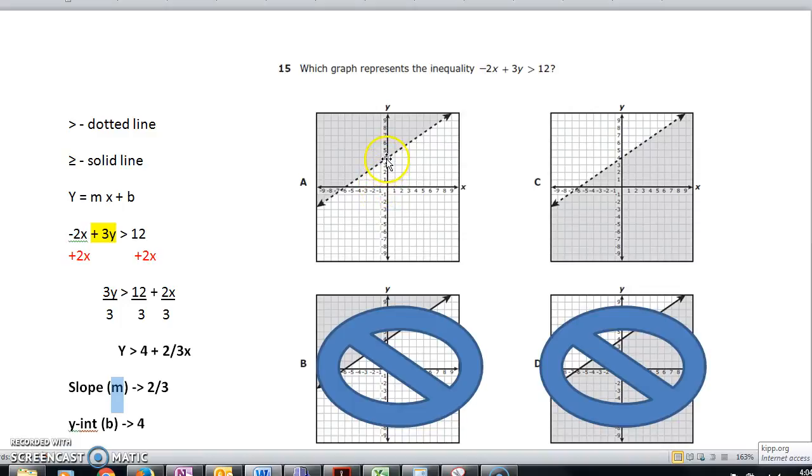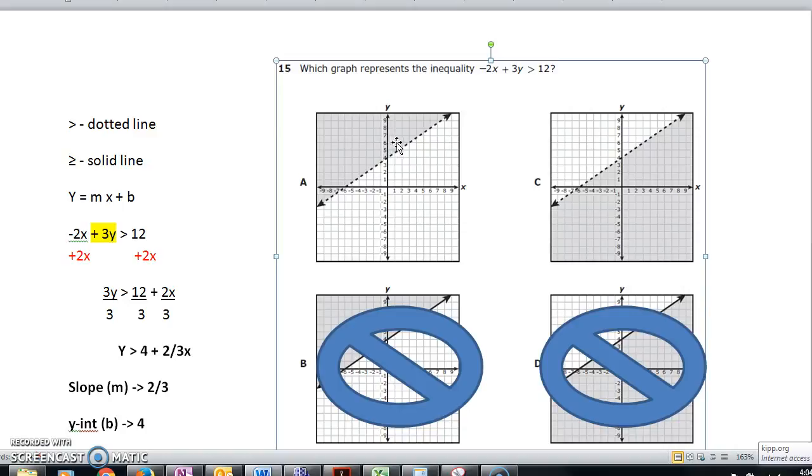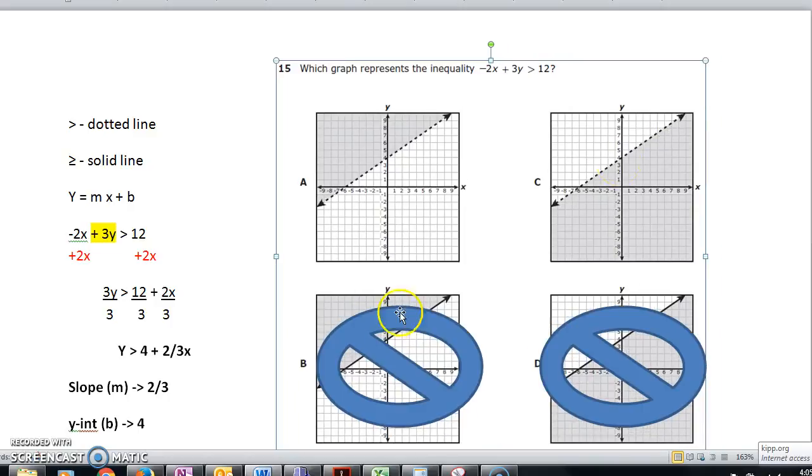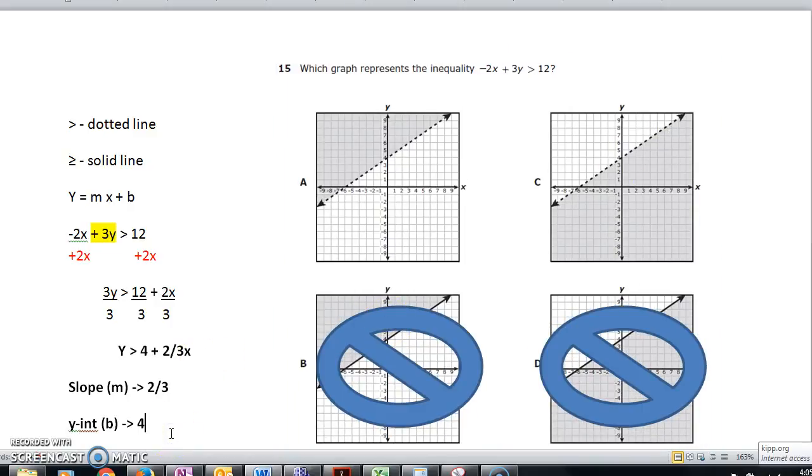This graph right here, I start at a 4. I go up 1, 2, over 1, 2, 3. Yep, up 2, over 3. So this graph also has the right slope. Let's check this one. Start here, up 1, 2, to the right 1, 2, 3. So both of these have the same y-intercept. They have the same slope.